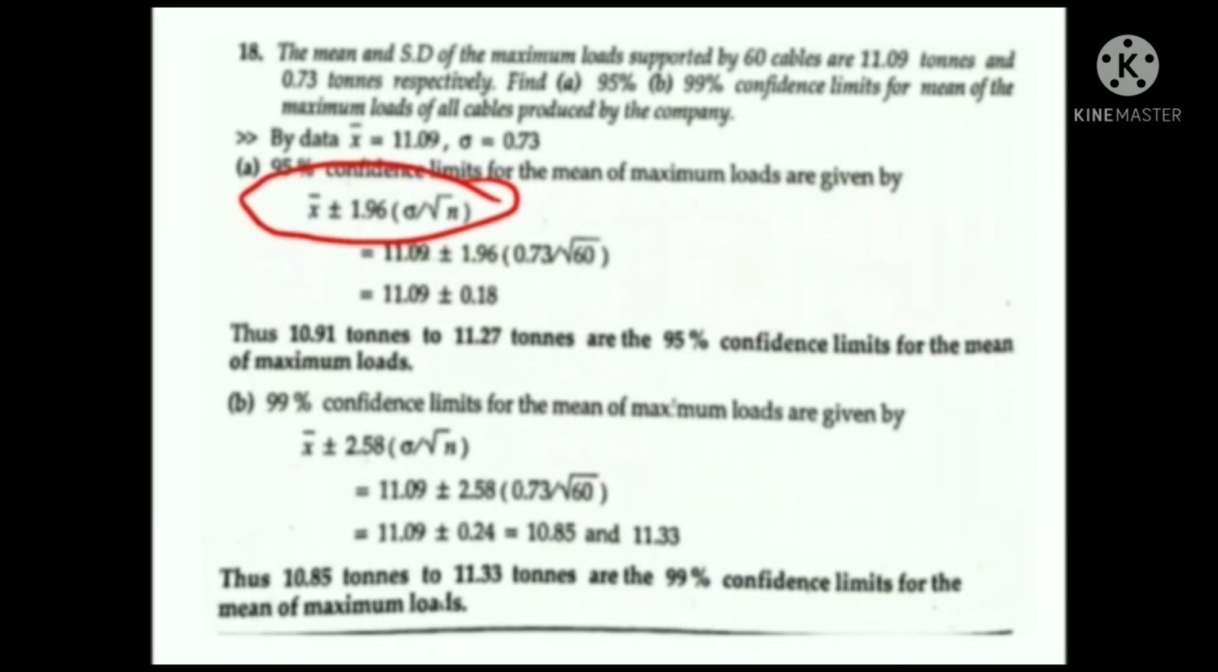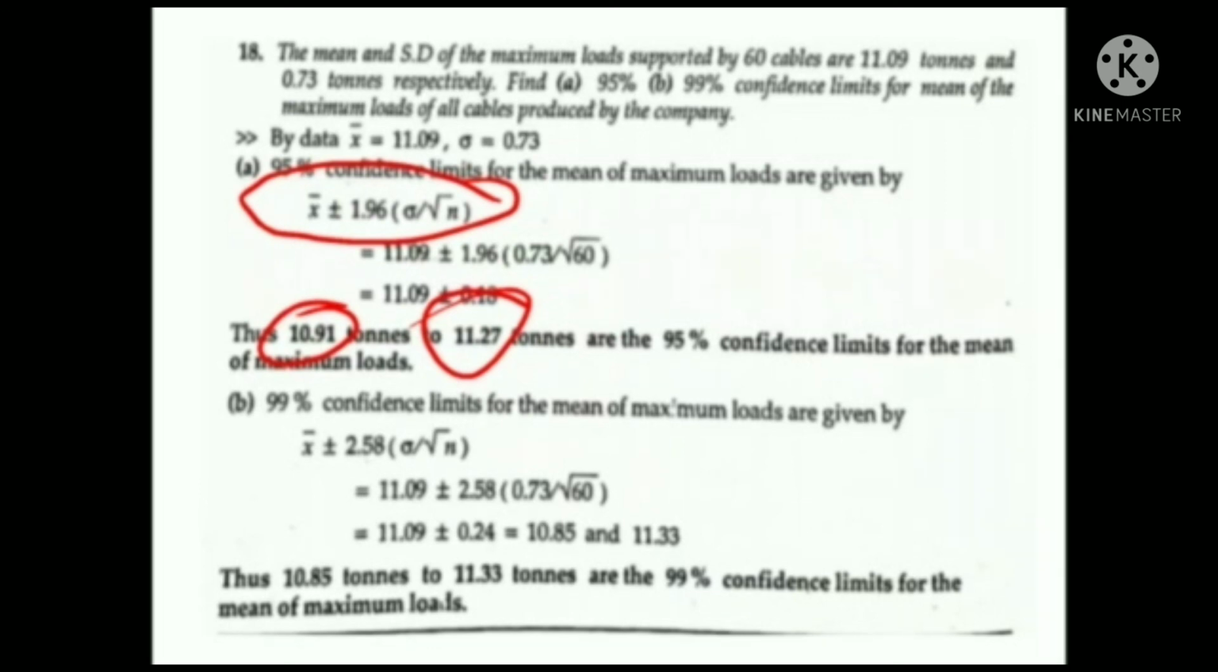That is 11.09 plus minus 0.18, which is going to give you 11.09 minus 0.18, that is 10.91, and 11.09 plus 0.18, which is going to give you 11.27. So these are the confidence limits that we have under 95%, within which it can bear the maximum load.